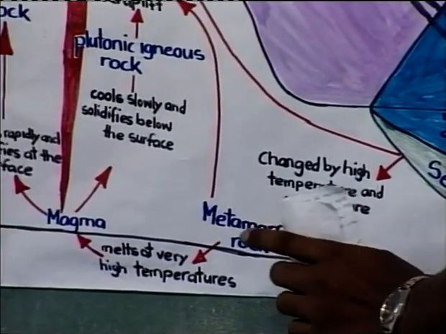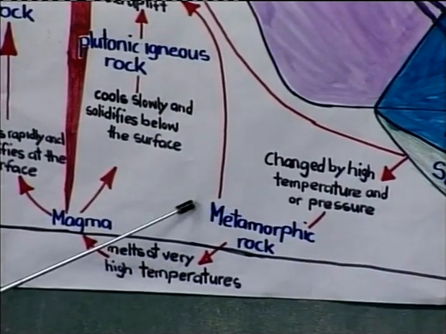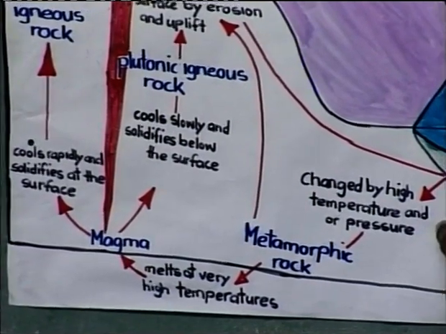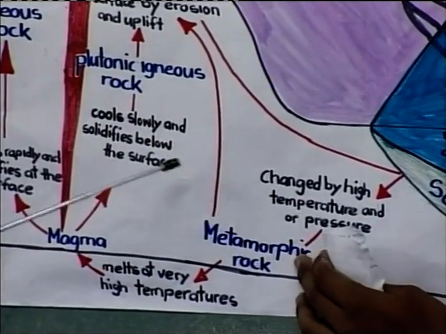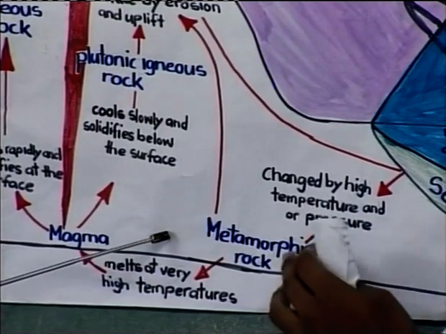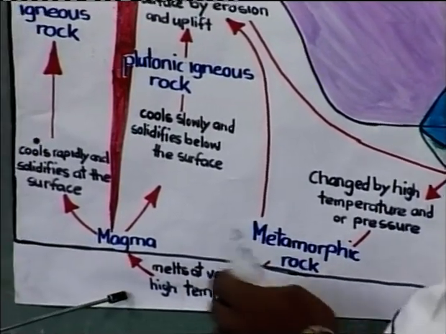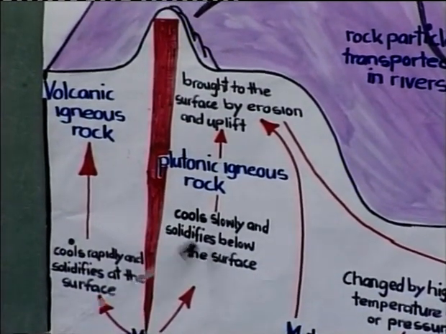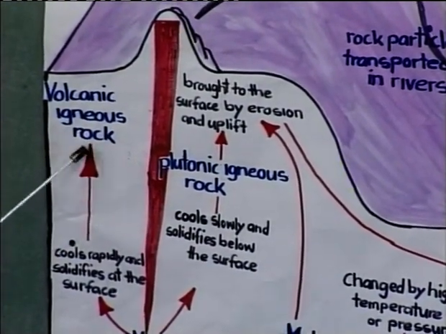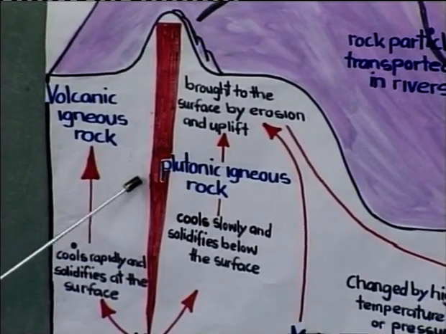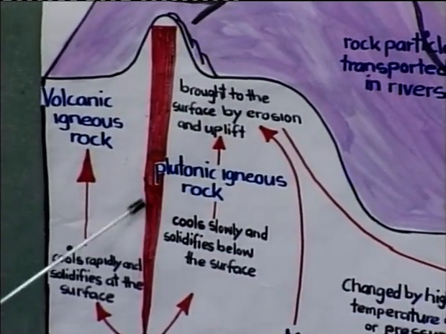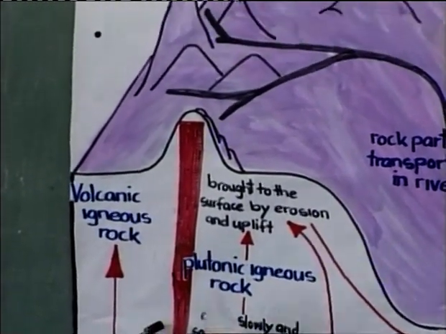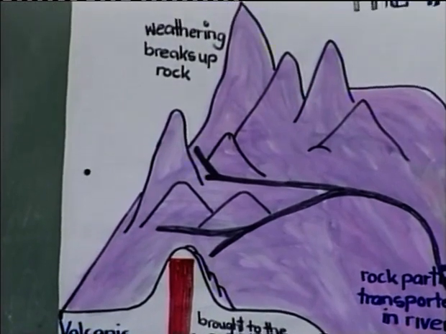As you can see on this rock cycle drawn by our friend, sedimentary rocks are changed by high temperatures or pressures to form metamorphic rocks, which melt at very high temperature to form magma, which then forms igneous rocks. After a long period of time, the rocks formed might be uplifted, and weathering and erosion can then take place, and so the cycle continues. Thank you.